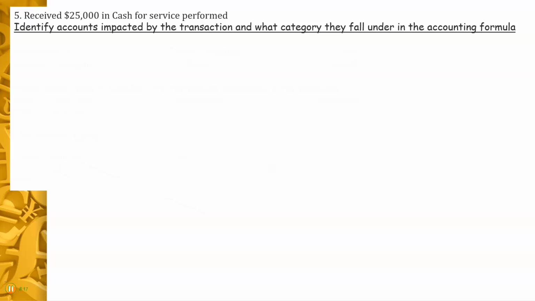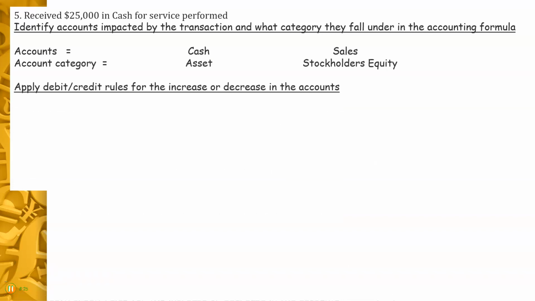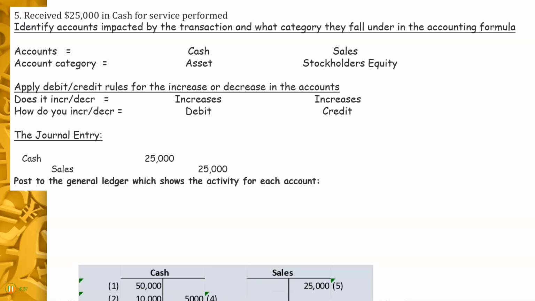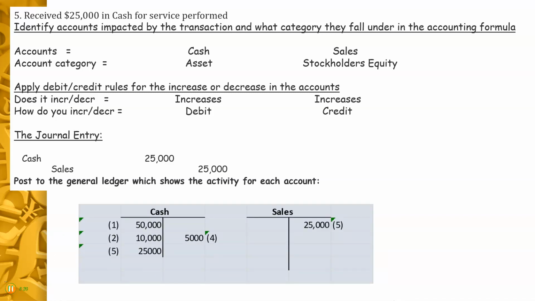Now we received $25,000 in cash for services performed. So we made sales. We've got an asset and stockholders' equity. Cash went up, stockholders' equity went up. So now we can do our journal entry. We're going to debit cash and credit sales. Post to the general ledger. This is what it looks like.